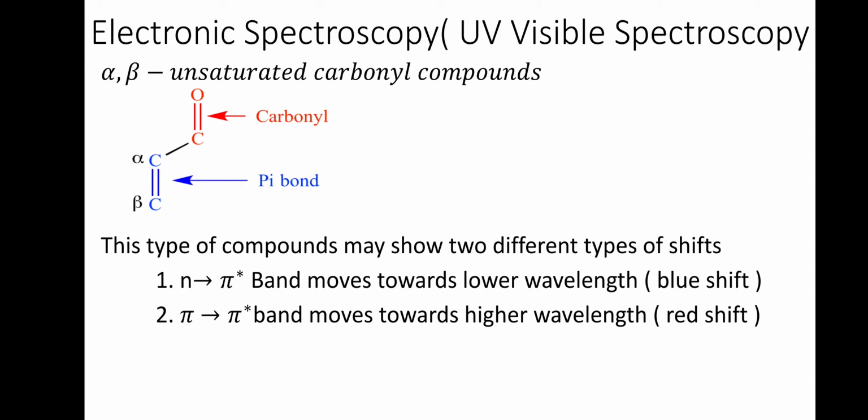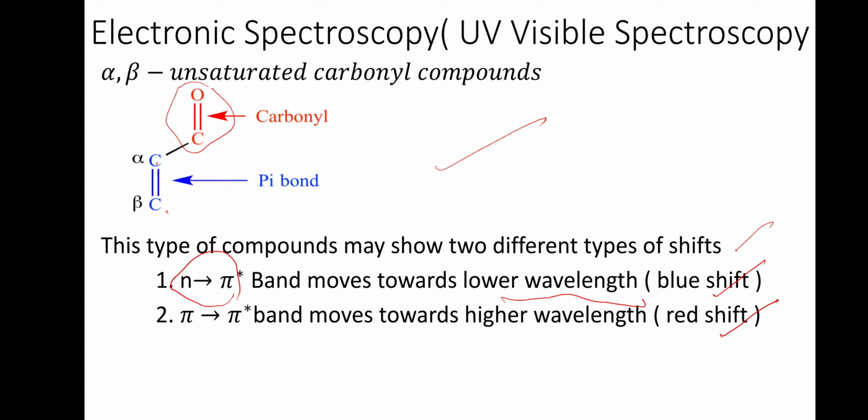When you take that in hexane, a non-polar solvent, and in a polar solvent, we will get different lambda max values. This is the alpha beta unsaturated carbonyl compound. This is the carbonyl compound, and the carbon next to it is alpha, this is beta. This type of compound mainly shows two different types of shifts, one we call blue shift and one is red shift. It is blue shift because it moves towards lower wavelength. The band which moves towards lower wavelength is the n to pi star band.